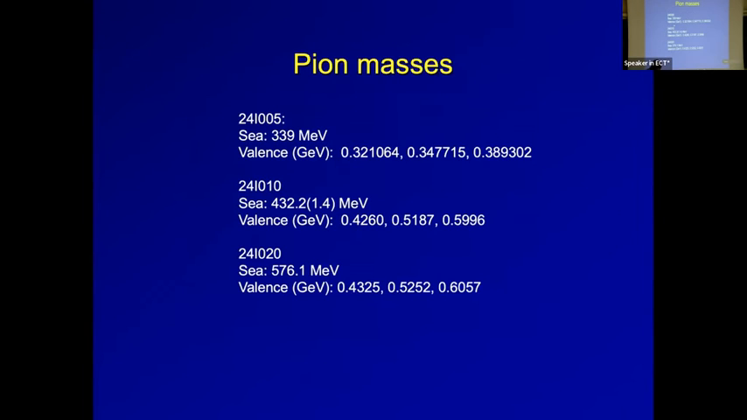All right, so these are the things that we did with the 3 lattices. The C mass 339 is like a unitary point. Sorry, 339, 430, and 576. These 3 we are going to extrapolate. These are the 3 valence masses.